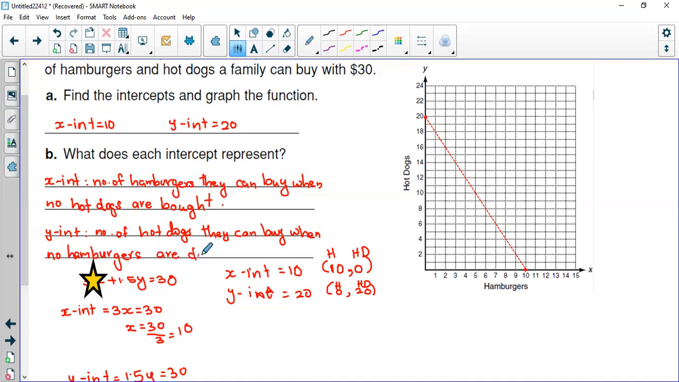So this is what the x and the y-intercept say. Oh, why did I make this a D? Okay, bought, B-O-U-G-H-T, right? If anyone asks what do the x-intercept and the y-intercept say, immediately look at the x-axis. What does the x-axis show you? And look at what the y-axis shows you. If you write the coordinate, the x-axis shows hamburgers, that's 10, and the y-axis shows hot dogs, which is 0. So they can buy 10 hamburgers when they don't buy any hot dogs. And the other way around for the y-intercept: no hamburgers, but they can buy 20 hot dogs for $30.